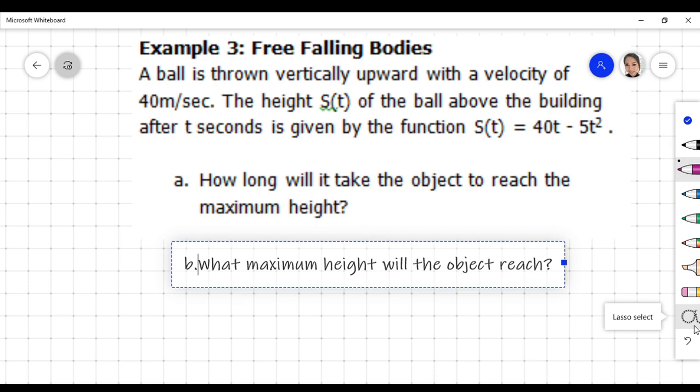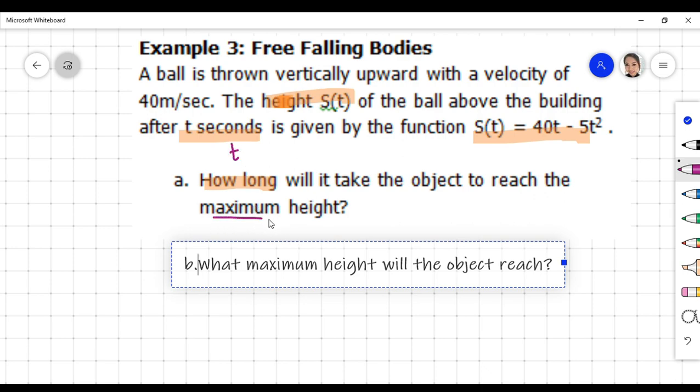Okay, examples for free falling bodies. So a ball is thrown vertically upward with a velocity of 40 meters per second. The height s of t of the ball above the building after t seconds. So our time is in seconds, and that is the t, given by the function s of t is equal to 40t minus 5t squared. So yung height natin is actually the s of t. So how long yung time yung ina-ask niya? Will it take to reach the maximum height?